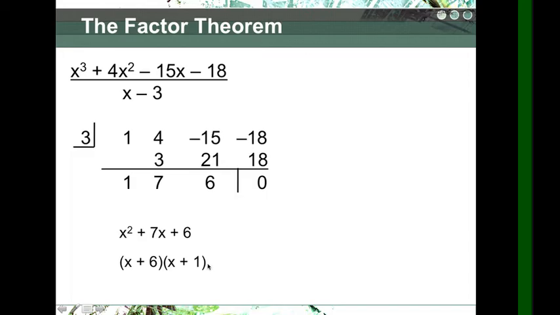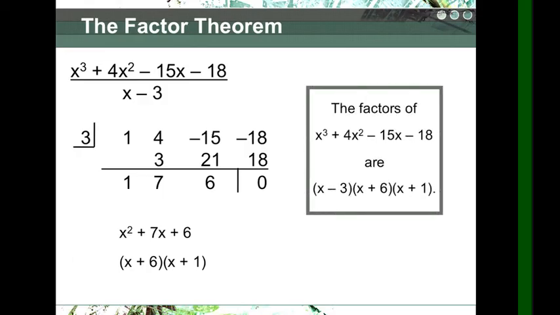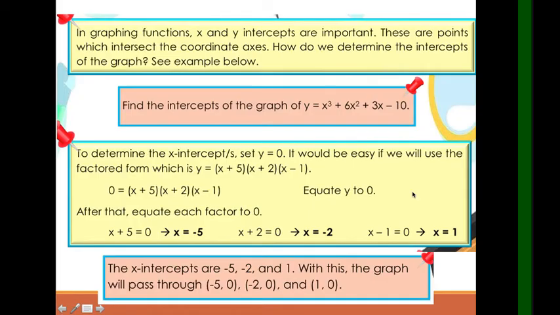To check, you can use the FOIL method. x times x is x squared, 6 times x is 6x, 1 times x is 1x, so 6 plus 1 is 7x, and 6 times 1 is 6. So that's correct. Therefore, the factors of x cubed plus 4x squared minus 15x minus 18 are x minus 3, the first factor, and x plus 6 and x plus 1. So we're done with the review of the factor theorem and remainder theorem.